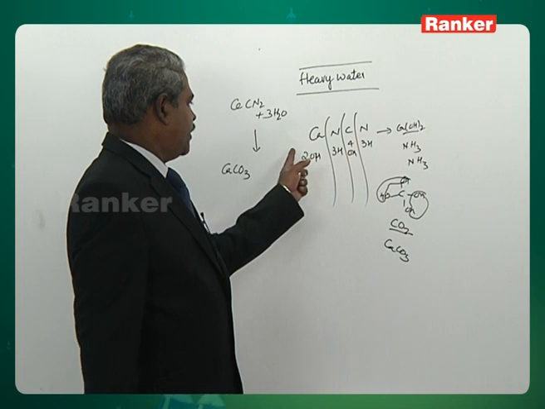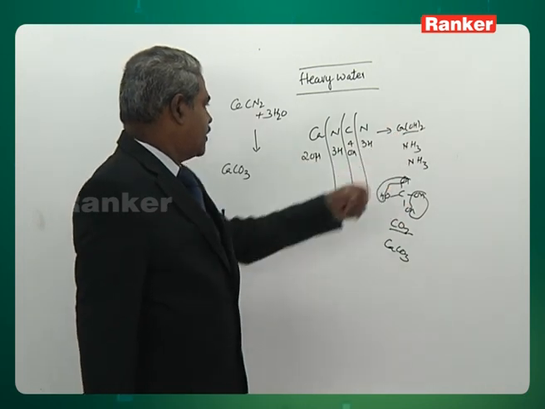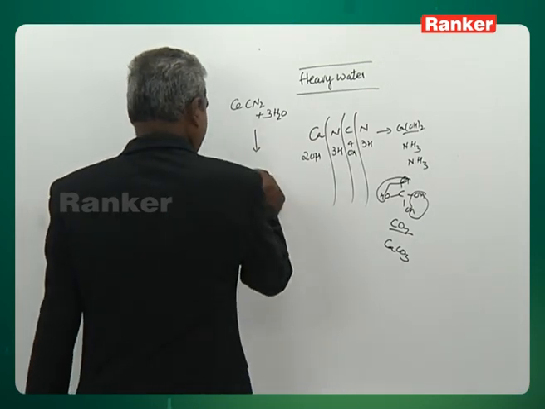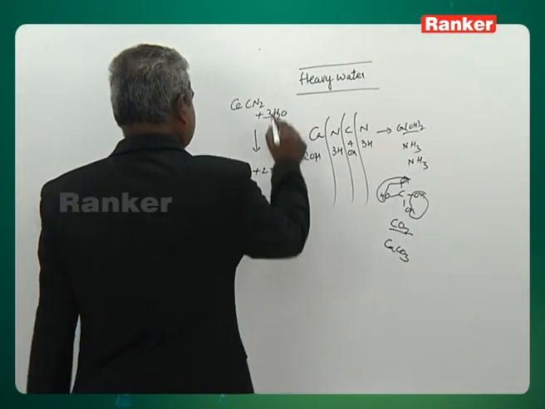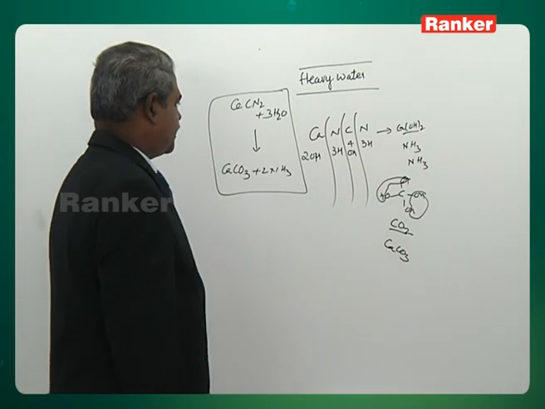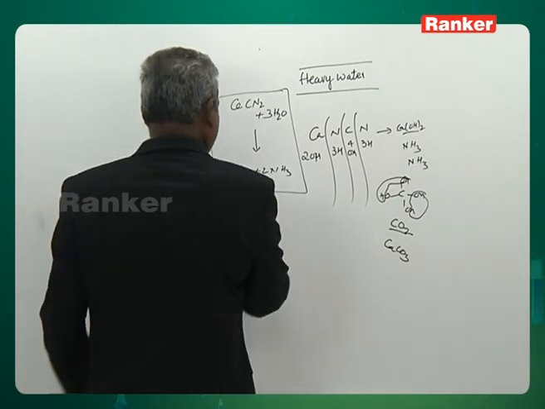6H, 6OH we have used here. 2 waters are removed here, 1 water is removed here. So 3 H2O, CaCO3, and then 2 ammonia, 2 NH3. This is the manufacture of ammonia by the cyanamide process. Calcium cyanamide, on hydrolysis, reacting with water, gives ammonia.